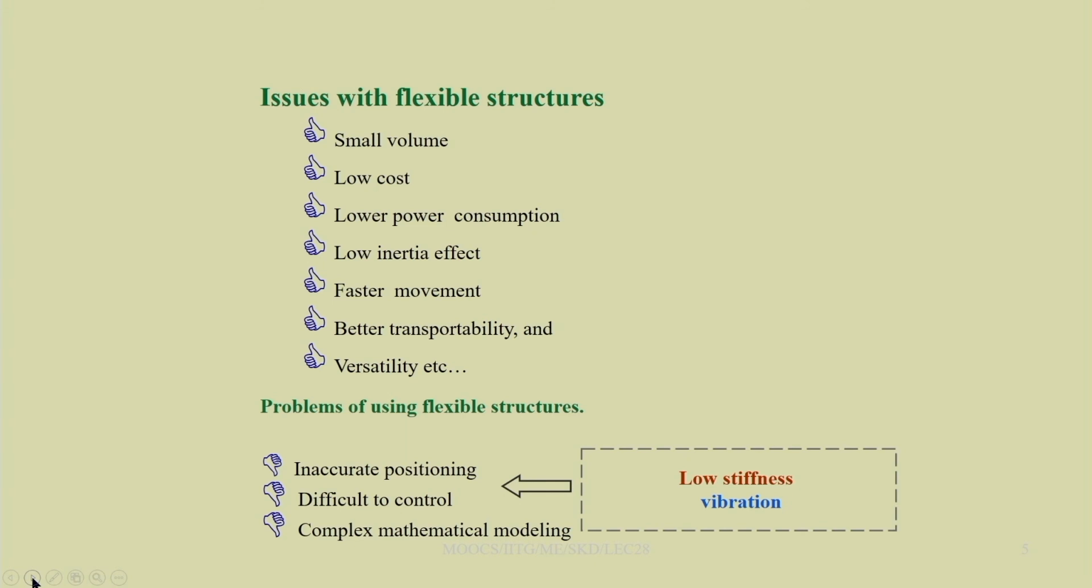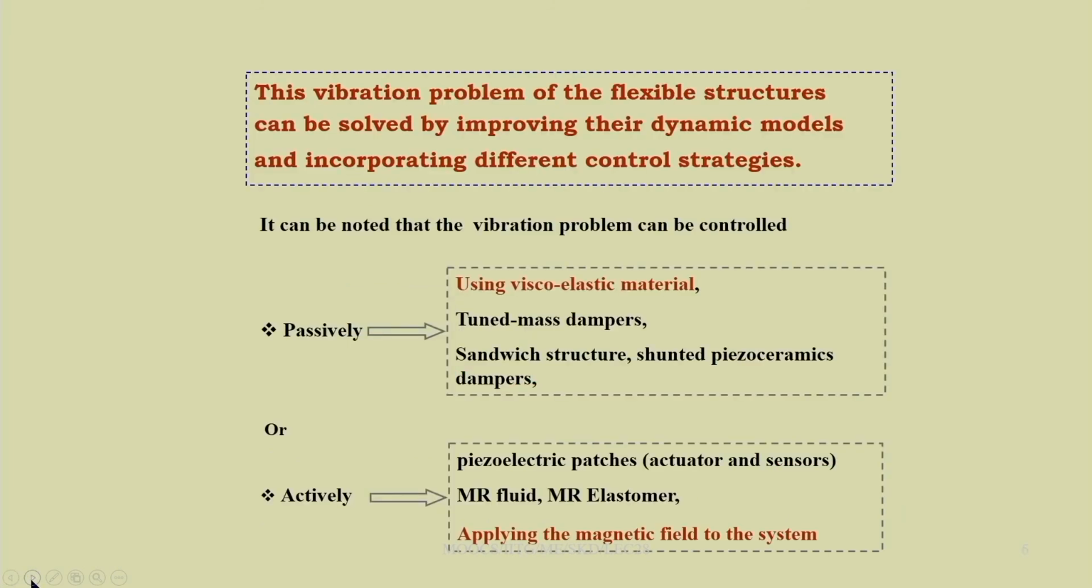Due to that, it is not possible to have accurate positioning of the structure, it is difficult to control also, and the mathematical modeling is in this case very complex. This vibration problem of flexible structures can be solved by improving their dynamic models and incorporating different control strategies. It can be noted that the vibration problem can be controlled passively or actively.